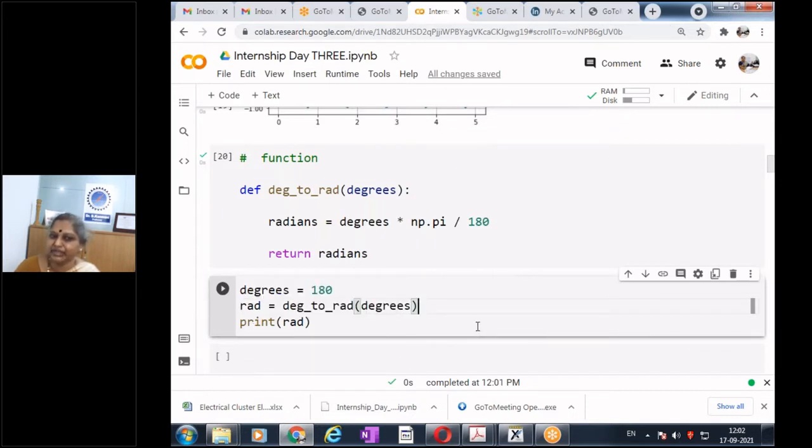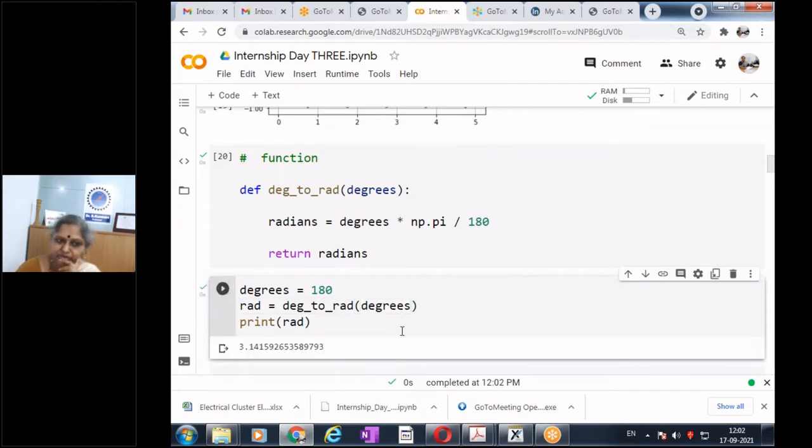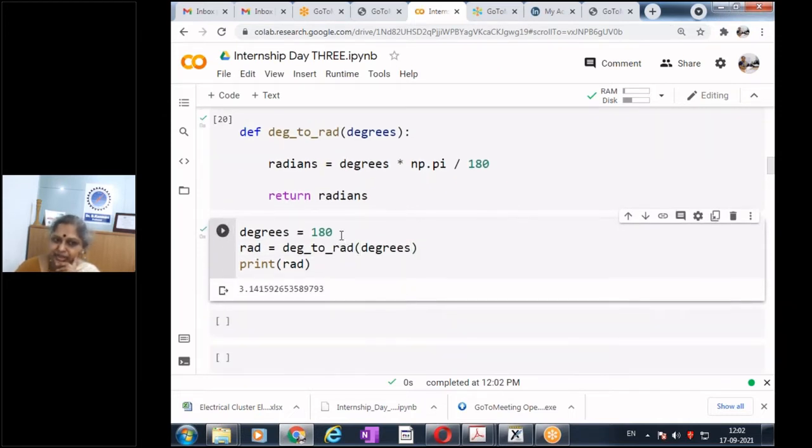What's the answer we are expecting when we run this? Let us see whether the function works. Is 180 degrees equal to pi? Did we get the right answer? Yes, we have got the right answer. Let us say I give 360 degrees. What is 360 degrees? 2 pi. So let us see whether we get the right answer. We got 2 pi.